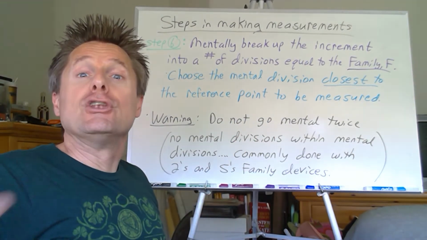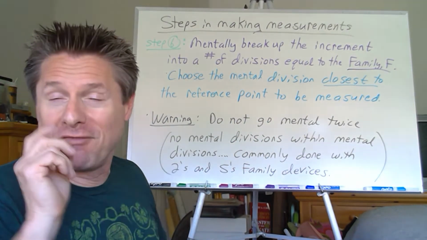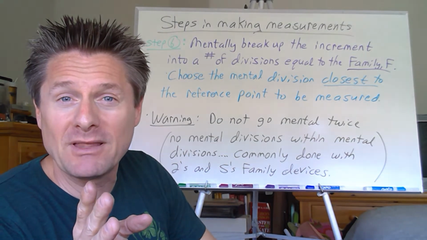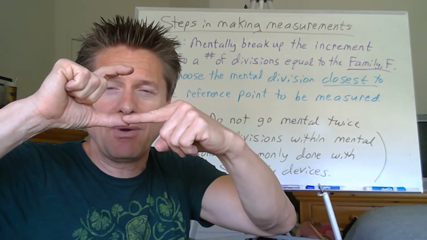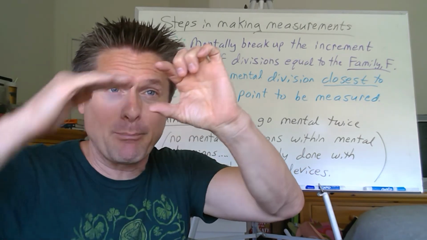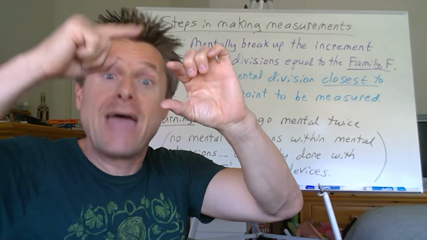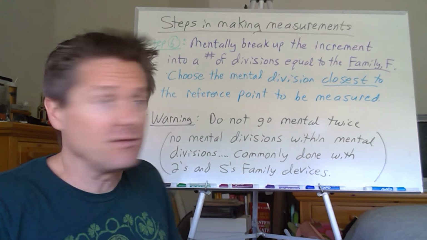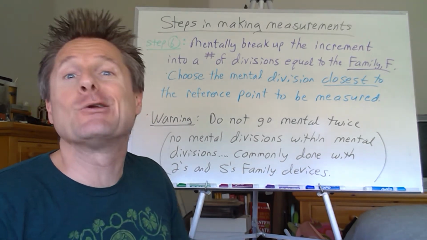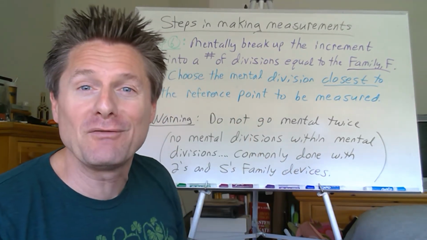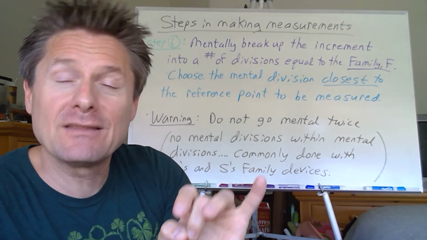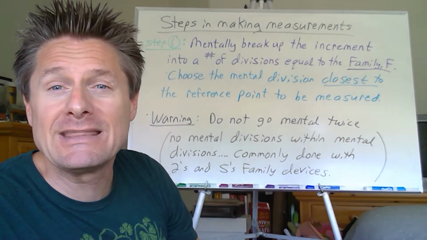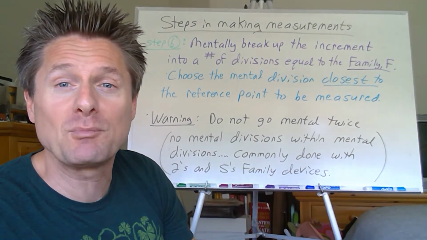Word of warning: don't go mental twice. Very common with the twos and fives families, where you'll take an increment, break it up into a bunch of mental divisions, and then break those mental divisions into mental divisions. You can't go mental twice. You can only make one set of mental divisions within an increment equal to the family. Let's end this video by practicing 2 or 3 of these to show you how to make these measurements properly.